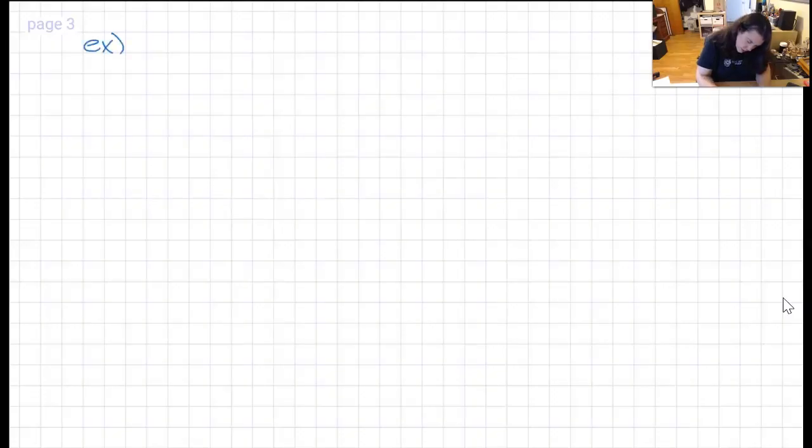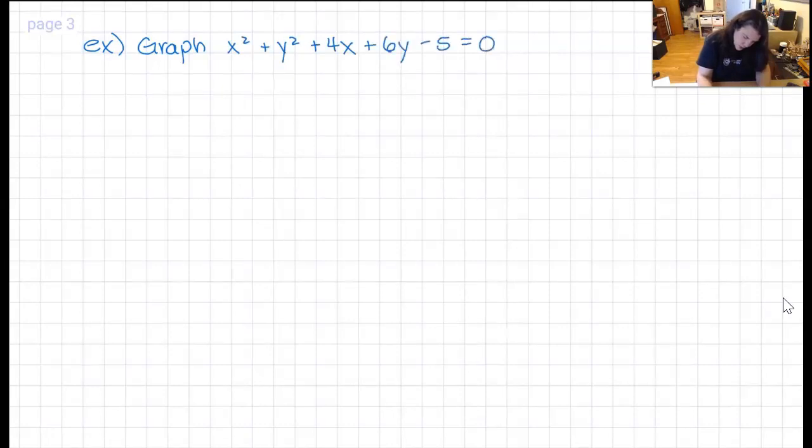What if we were going to graph x squared plus y squared plus 4x plus 6y minus 5 equals 0? Wait a minute. Something funky is here. It's not in the right form. So we're going to have to change it to the form. So we're going to complete the square. It's like what we've done before. But this time we've got two variables that are squared.